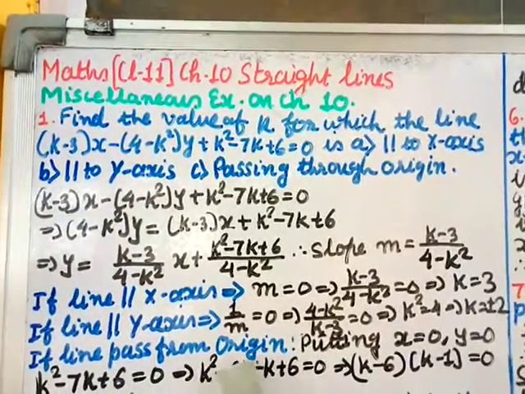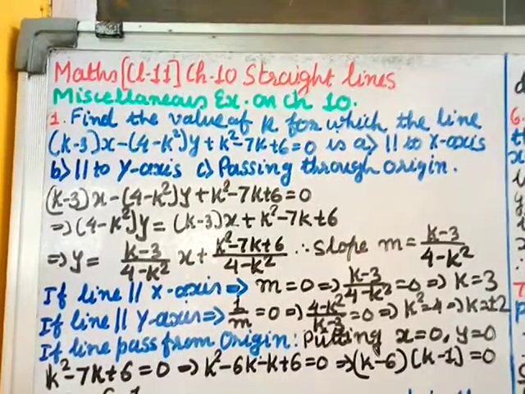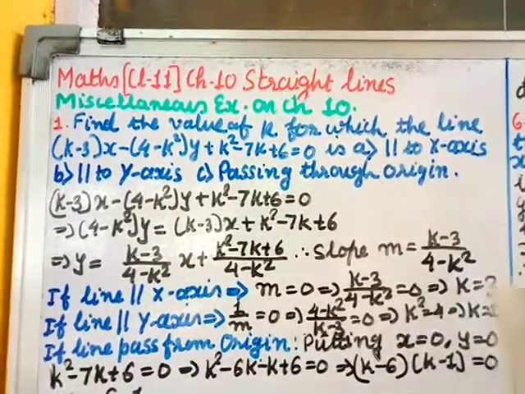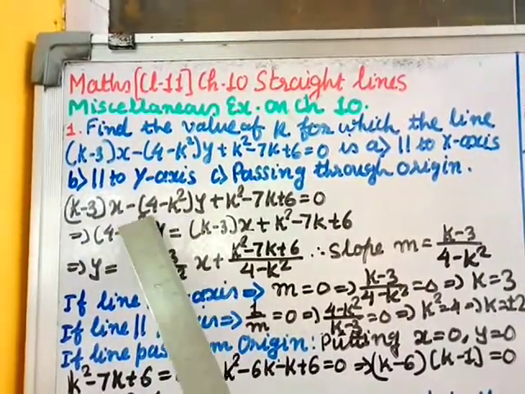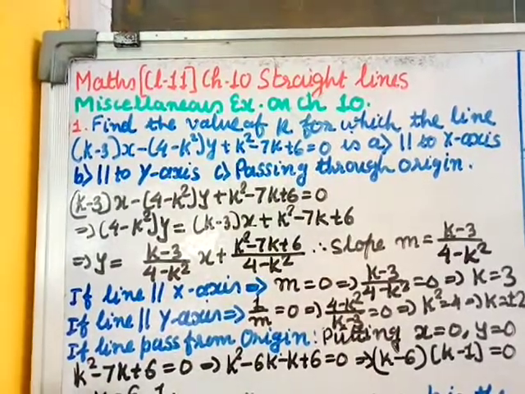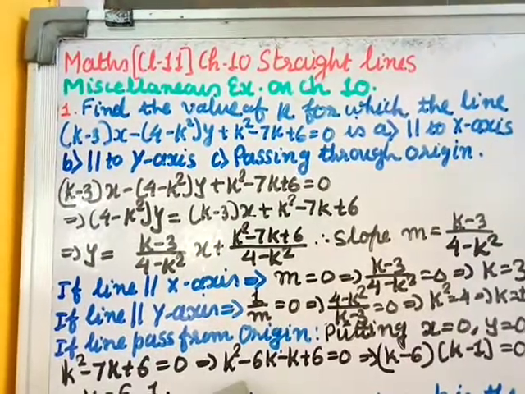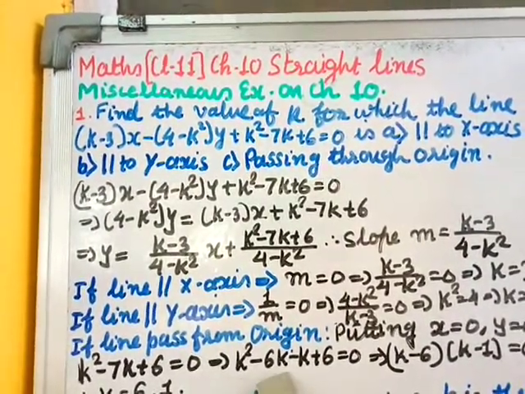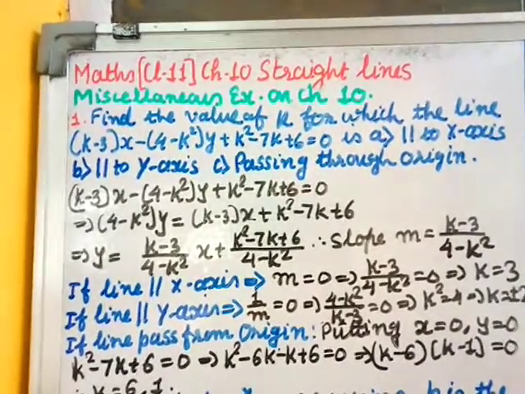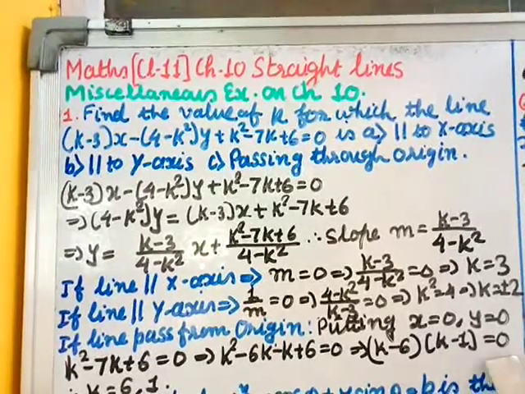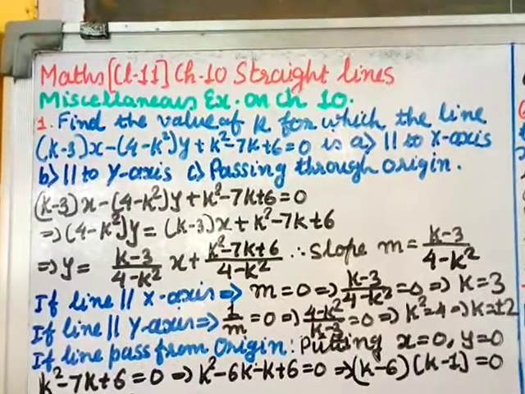Part C: if line passes through the origin, put x equal to 0 and y equal to 0 in this equation. When you put, see 0 into this cancels, 0 into this cancels, remains only this value. So I write k square minus 7k plus 6 equal to 0. Split the middle term, the factors will be k square minus 6k minus k plus 6 equal to 0. From this the factors will be (k minus 6) (k minus 1) equal to 0. So k value is 6 and k value is 1. So this is the solution for question number 1.